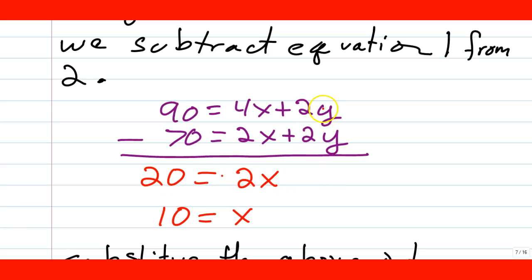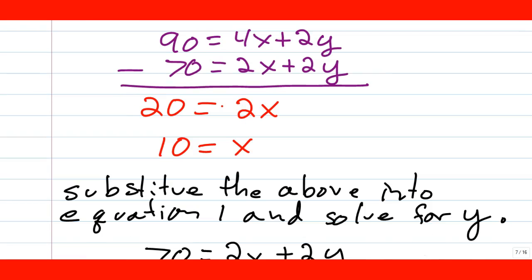My two y's cancel. 2y minus 2y equals 0. Now I can divide the 2 out because I'm just left with an x, and that leaves me with x equals 10. We know that the x, when we look back at our problem, was our width. So we know the width to be 10.